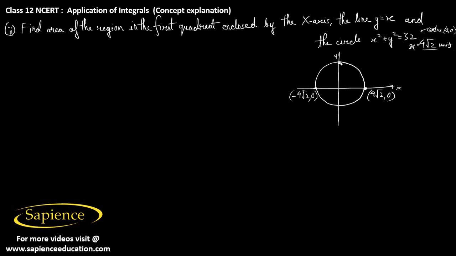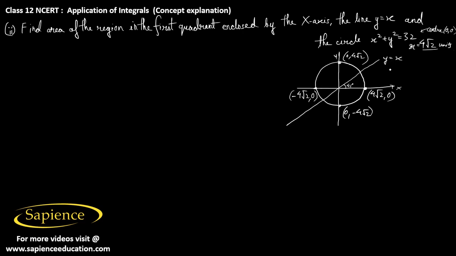And at y, it will intersect the y-axis at the point (0, 4√2) and at (0, -4√2). So the circle is symmetric about both the axes. Now the line y = x will be this one, whose slope is 1, so it will make 45 degrees with the x-axis.